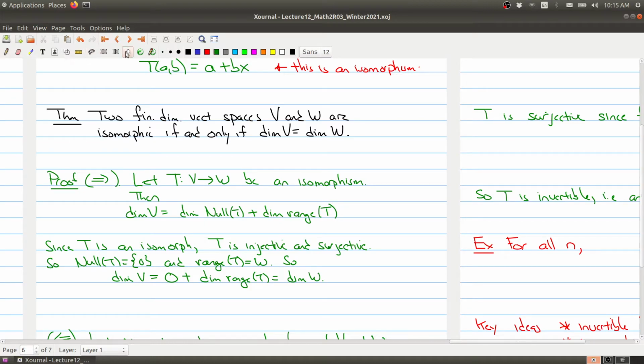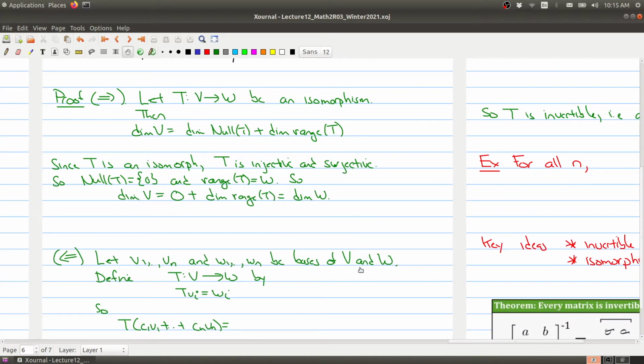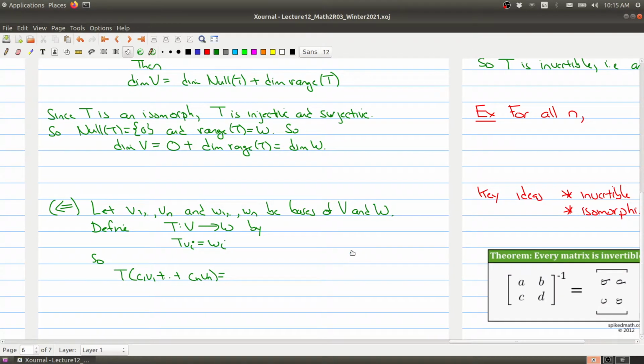So that's one direction. And here we're seeing a nice use of the fundamental theorem of linear maps. We don't use it in the second part, but that's one of the reasons I like this theorem: it pops up every once in a while and allows us to prove some nice results. Okay, so now we want to go in the reverse direction. We're given that the dimensions are the same, and now we have to cook up an isomorphism.